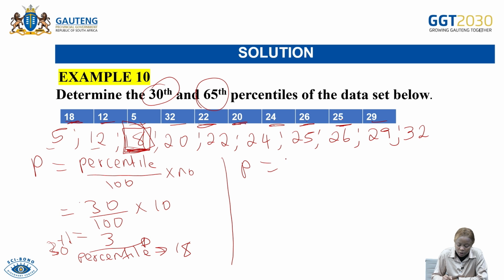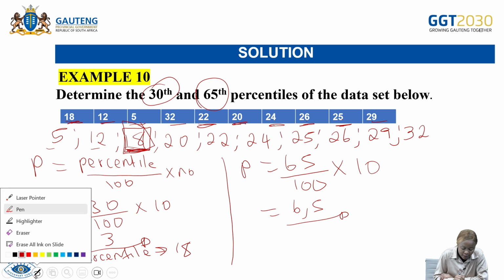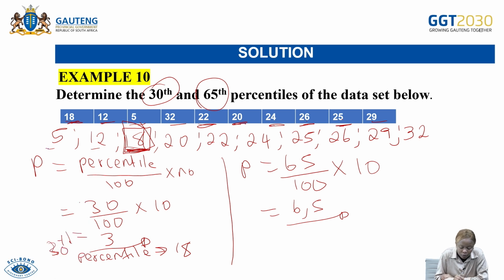Okay, so for that 65th percentile, it's going to be 65 divided by 100, and then I multiply by the 10. So I get 0.65, and then I multiply that by 10, and then I get 6.5. Okay, let me change my color. I go to my data set. I've got 1, 2, 3, 4, 5, 6. 6.5 is going to be somewhere here, in between 24 and 25. So it means my 65th percentile lies at 24 plus 25 divided by 2. I've got 2 values because it's in between the 2.